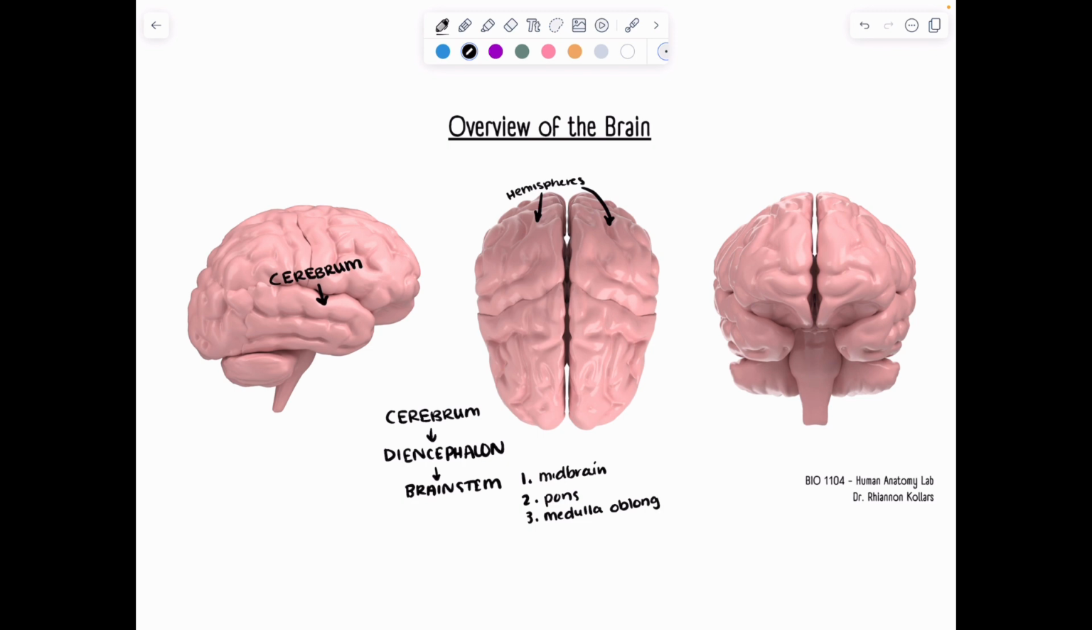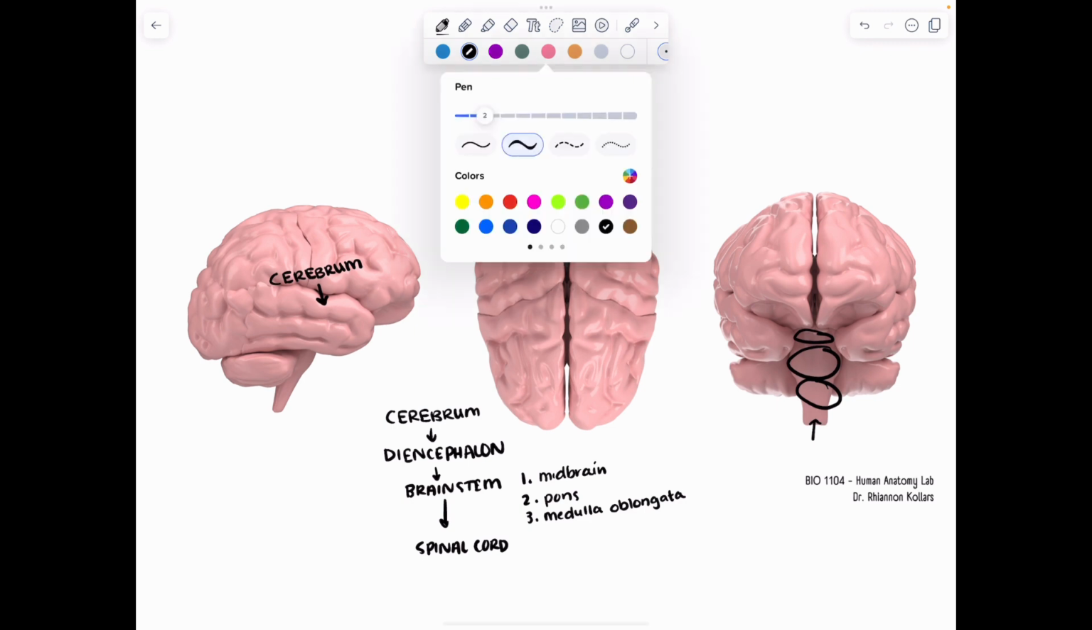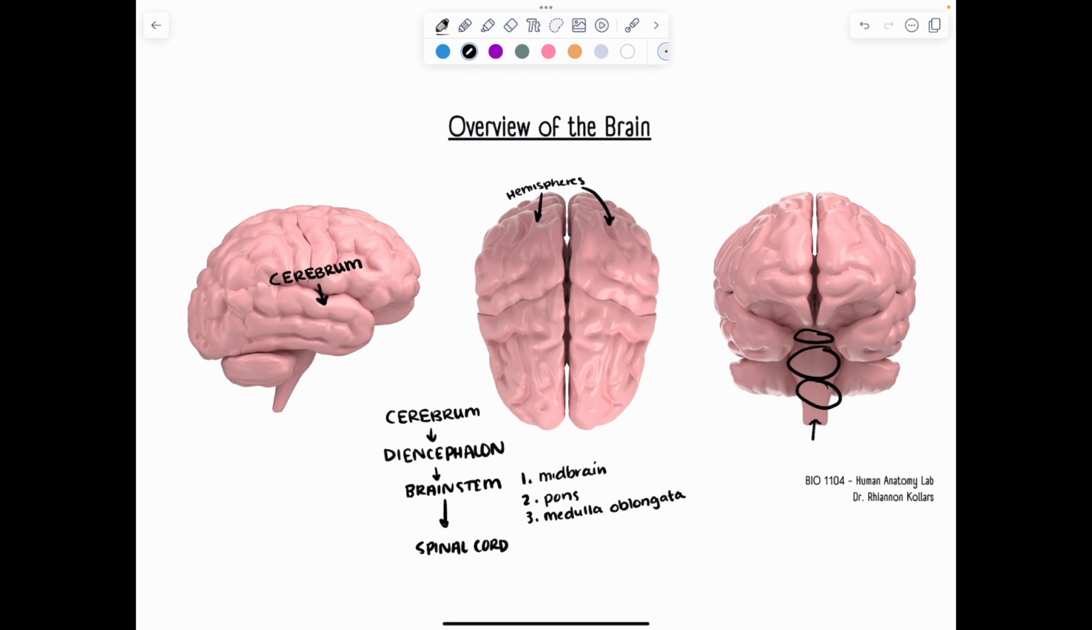which I swear is not a Star Wars character. And so we can see here's our midbrain, here's our pons, and here's our medulla oblongata. And then from that, it reaches our spinal cord. Now there are other structures like the cerebellum, like the limbic system, like basal ganglia, that are kind of within those, but those are our general structures, specifically when we think about the somatic nervous system.